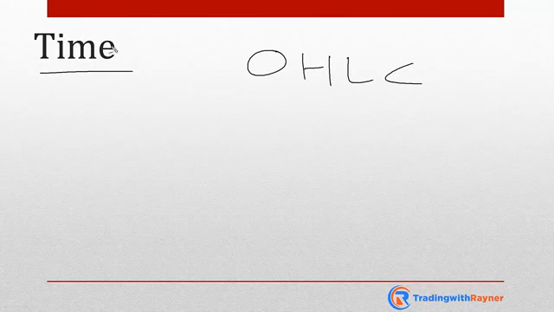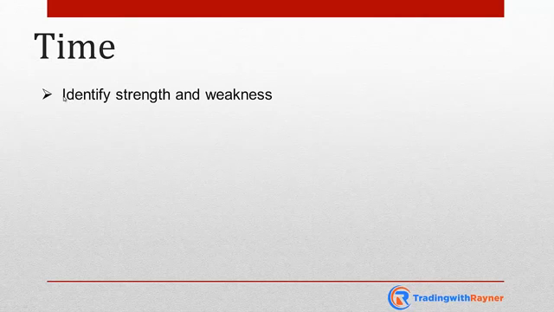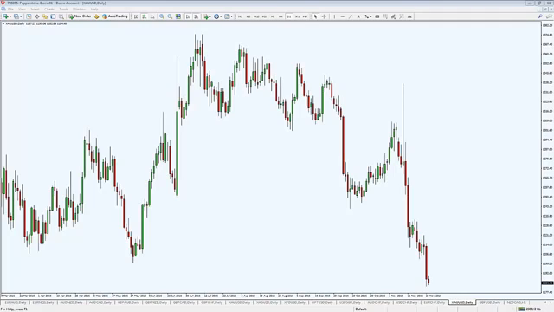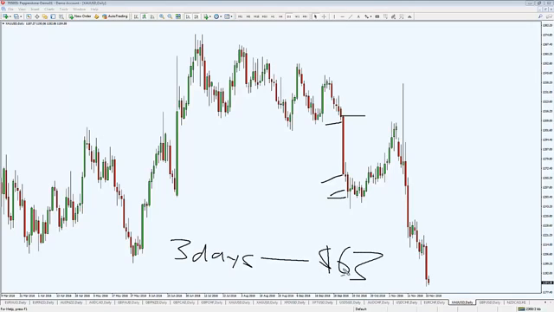But if you take into consideration the time element, it gives you a better read on the current sentiment of the markets. And in fact, it also lets you identify strength and weakness that may not be too obvious to the other traders out there. So let me explain. Let's say, for example, this is the chart of gold. From this candle over here, 1, 2, and 3, in 3 days, it has pushed price lower from this high to this low by $63 in 3 days.